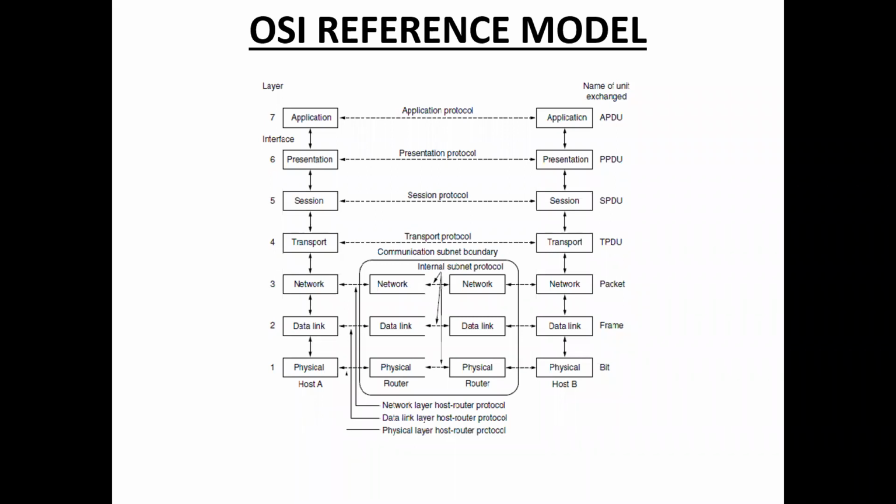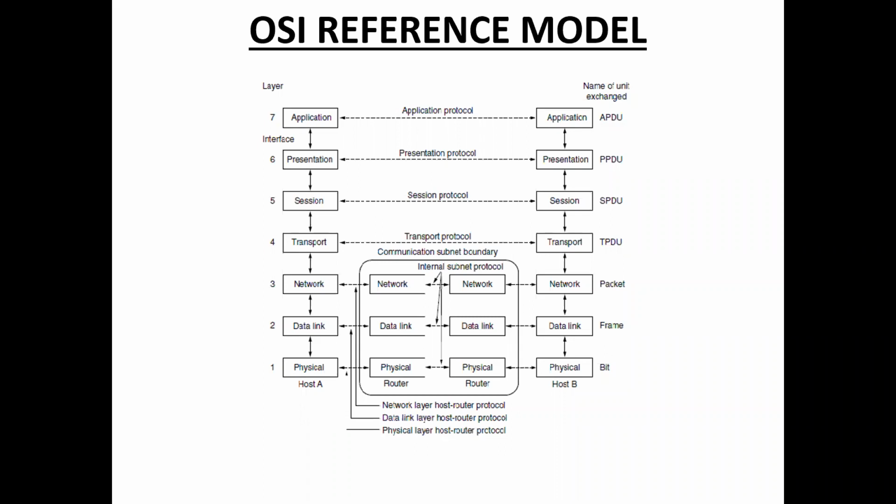Next, third one, network layer. The network layer works for the transmission of data from one host to another host in different networks. Suppose host A is in network 1 and host B is in network 2. The network layer works for the transmission of data from host A to host B, which are in different networks.